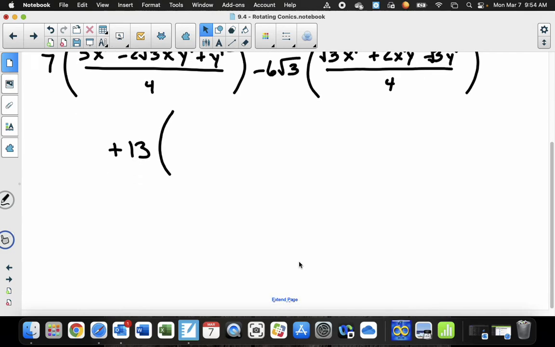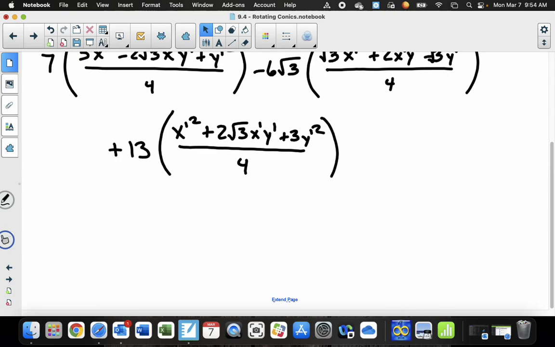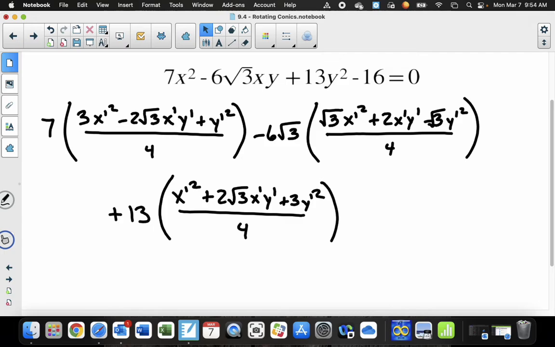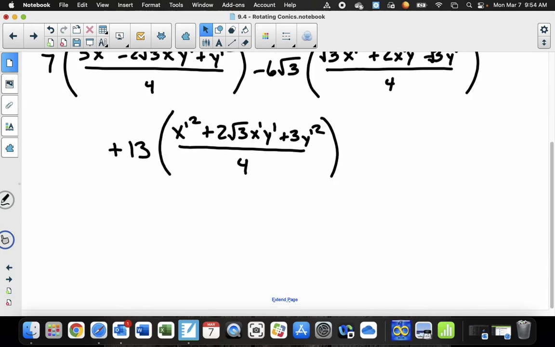Which, what did we get for y squared? Let me find it. X prime squared plus 2 square root of 3 x prime y prime plus 3y prime squared all over 4. And in this case, you can actually take that, just like when we were doing conic sections last week. We always took the constant term and moved it to the other side. You can move the constant term to the other side. So we'll say equals 16. Okay?